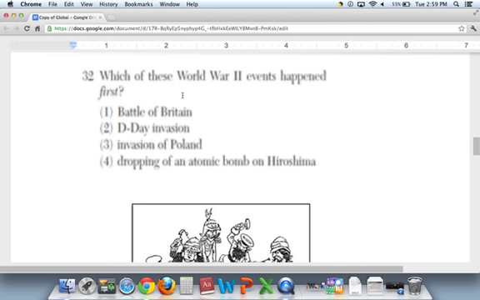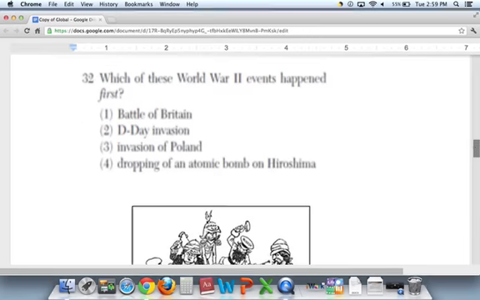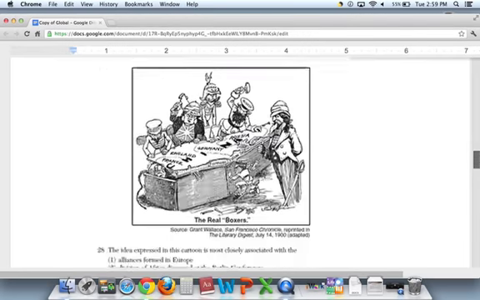So if you go back and think about World War II, you know that automatically Germany invaded Poland first, and then the Battle of Britain, D-Day invasion, and the dropping of an atomic bomb on Hiroshima and Nagasaki happened afterwards. So the correct answer would be 3. Invasion of Poland. Okay, let's keep on going.